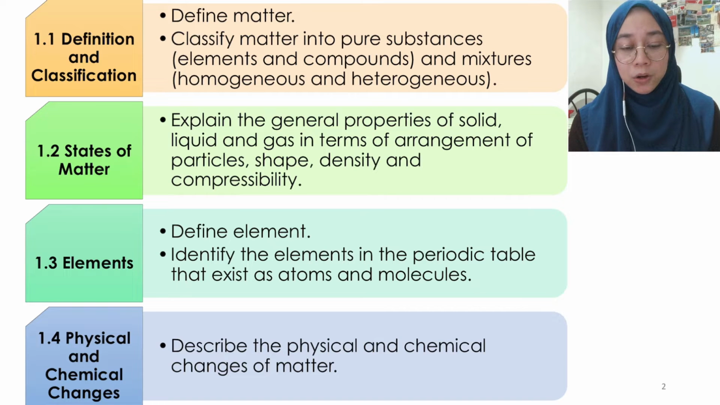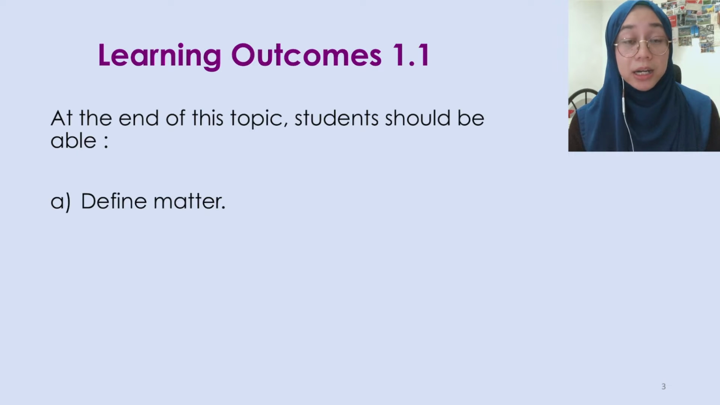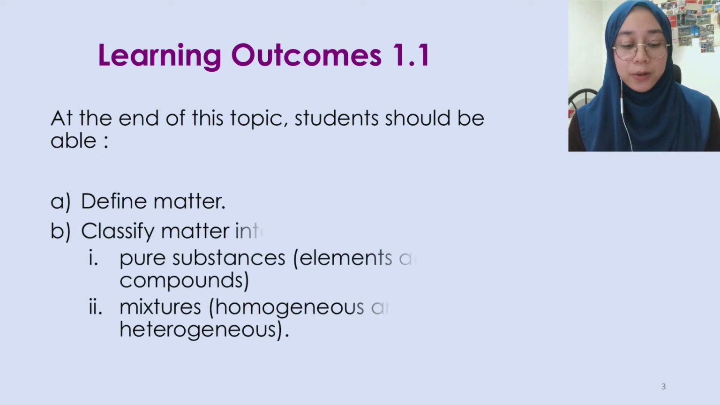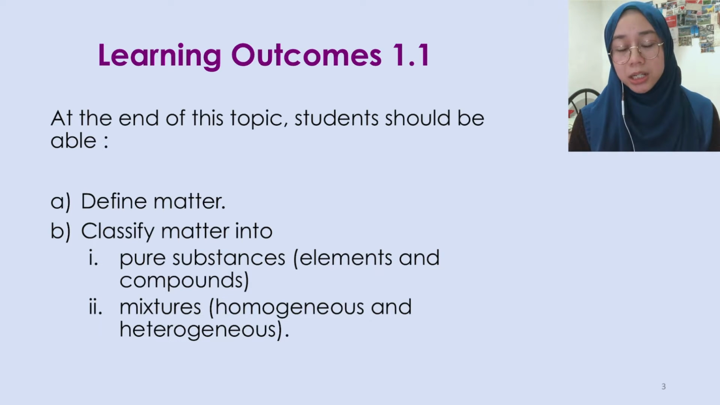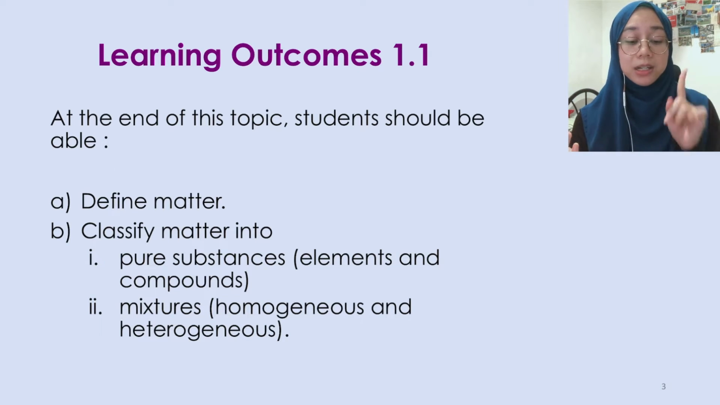First, let's have a look at the learning outcomes for 1.1. We are going to define matter, and then classify matter into pure substances or mixtures. But in order to know whether the matter is actually a pure substance or a mixture, we need to understand what is a pure substance and what is a mixture. But first, let's have a look at what is matter.